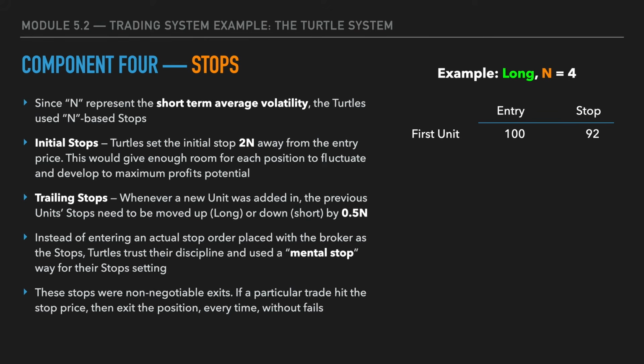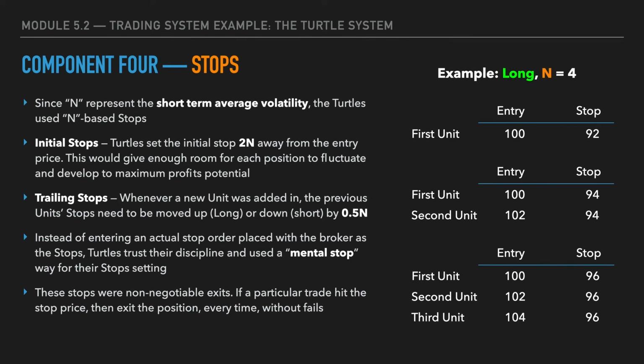For a long trade, the entry price is $100, and the value of N is 4. So the initial stop loss is set at $92, which is 2N away from the entry price. Because it's a long trade, the stop loss should be below the entry price. Once the price moves up by $2, which is half the N value, then add the second unit, and the stop loss will move up by $2 as well.